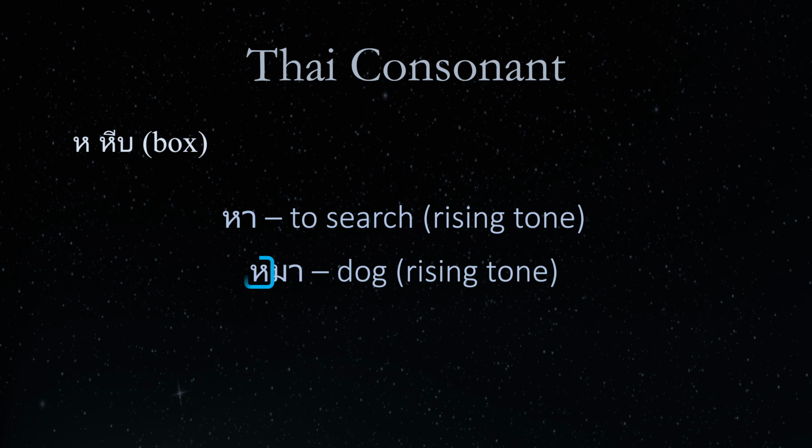There is also Ma, meaning dog. Here, H is silent because it is immediately followed by the leading consonant Ma. Once again, the single syllable in the word Ma is a live syllable because it ends with a long vowel sara-a. Ma is also in the rising tone because its live syllable begins with a high-class consonant H. Even as H is silent, it still is the initial consonant and therefore determines the tone.